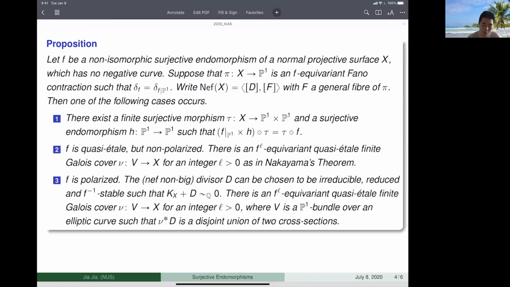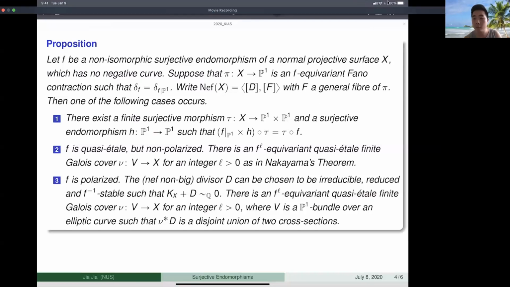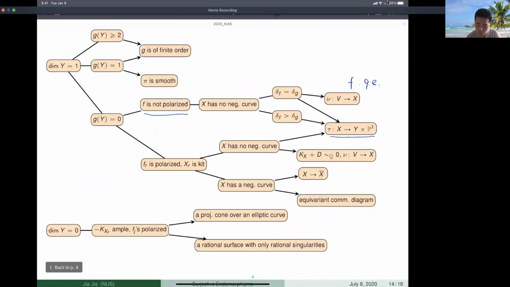If F is quasi-étale, we should get this one, but the ramification divisor is 0. This means the KX is numerically trivial. Yeah, this contradicts our assumption. So we only have the descent to a splitting endomorphism, or we have another divisor D such that KX plus D is Q-linearly equal to 0, and there is a lifting such that this V is a P1 bundle over an elliptic curve.